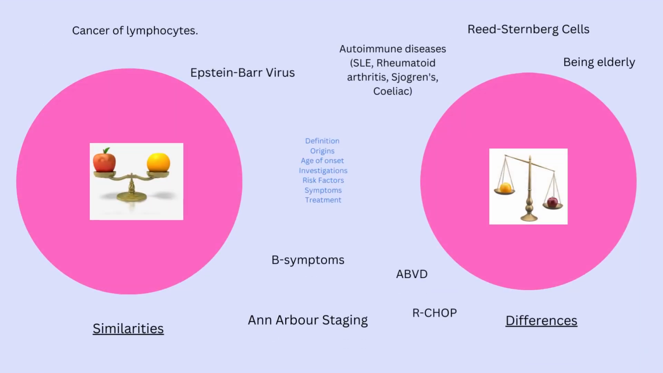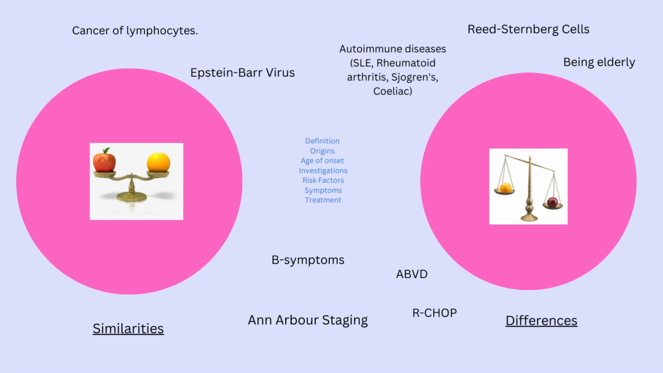Firstly, if you've been watching my previous videos, by definition, Hodgkin's lymphoma and non-Hodgkin's lymphoma are both cancers of the lymphocytes. Non-Hodgkin's lymphoma can typically impact B cells, T cells, and also our natural killer cells. The Epstein-Barr virus infection is a similarity, a risk factor for both Hodgkin's and non-Hodgkin's lymphoma. Both are cancers of the lymphocytes, another similarity.